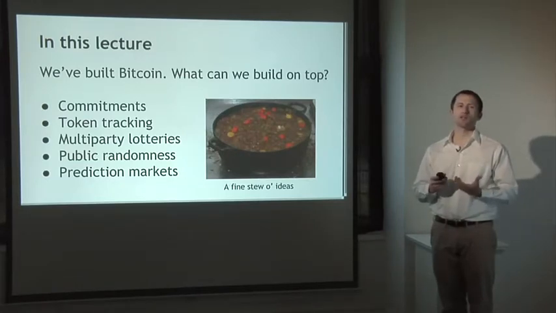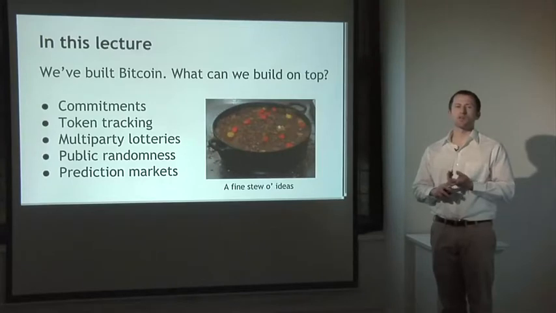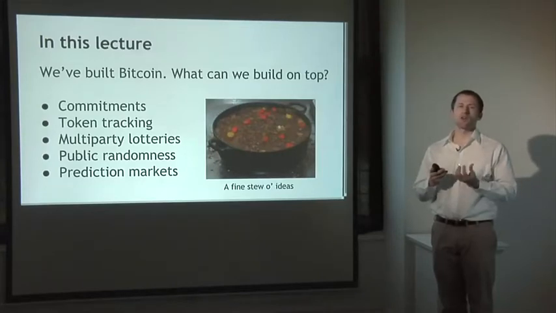There's a lot of exciting things that we can build either without any modifications to Bitcoin or with pretty small modifications. So some of those things in order that we'll talk about in this lecture: secure commitments, secure timestamping, issuing new types of digital tokens and tracking those, things that aren't exactly currency, doing lotteries, generating randomness using Bitcoin, and finally prediction markets.